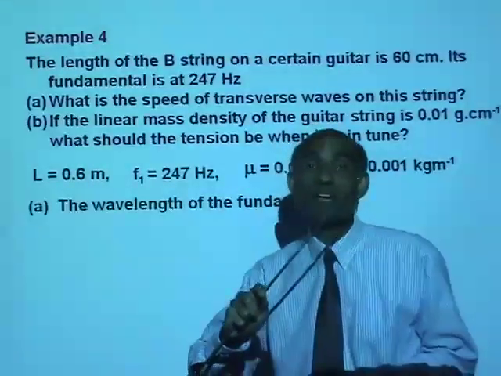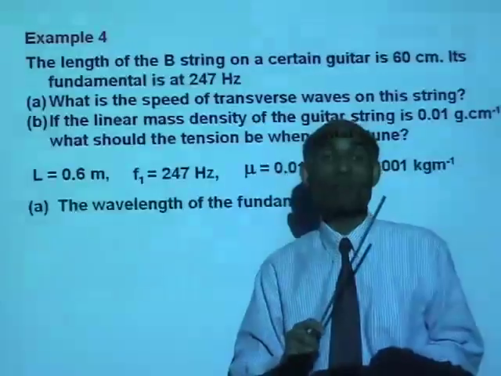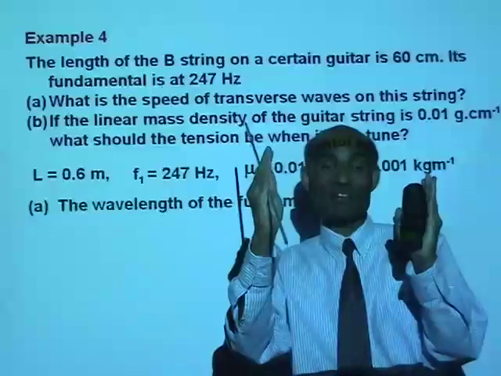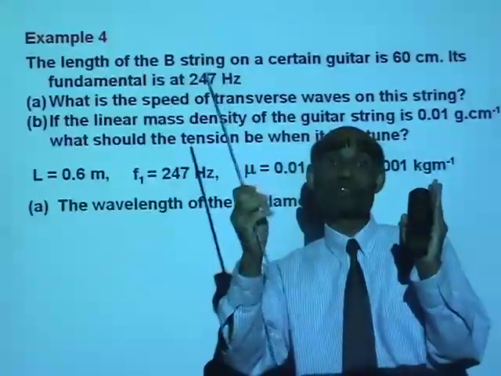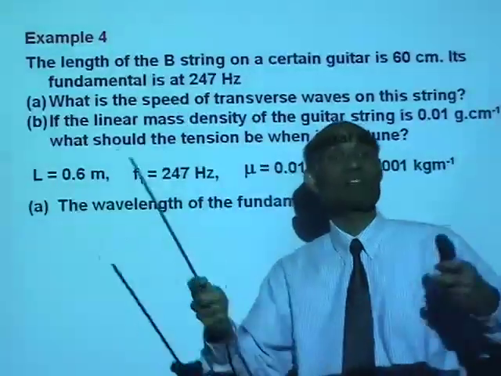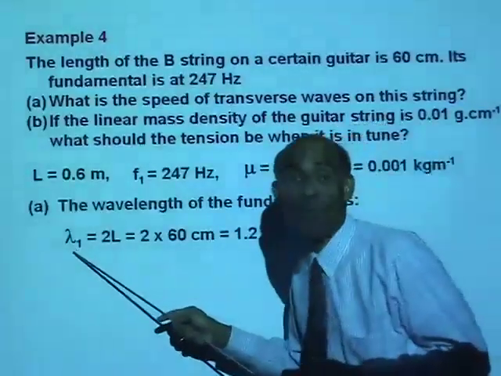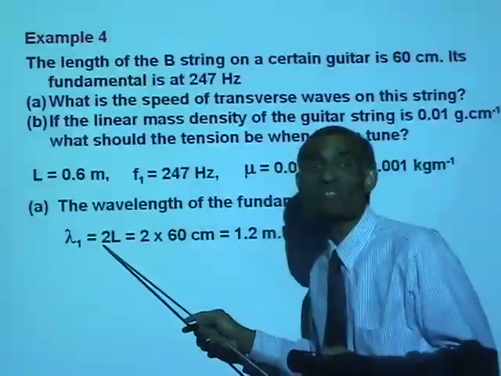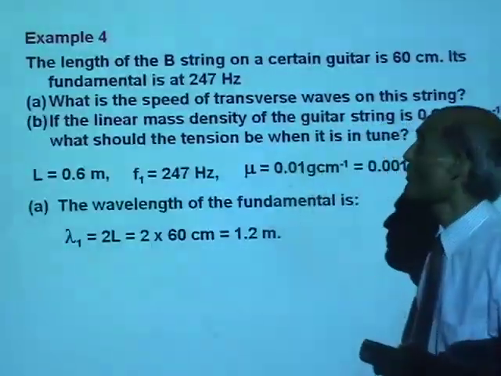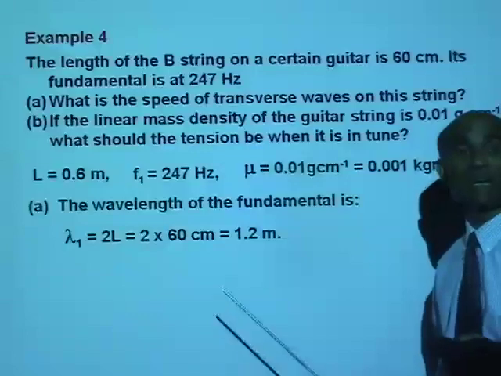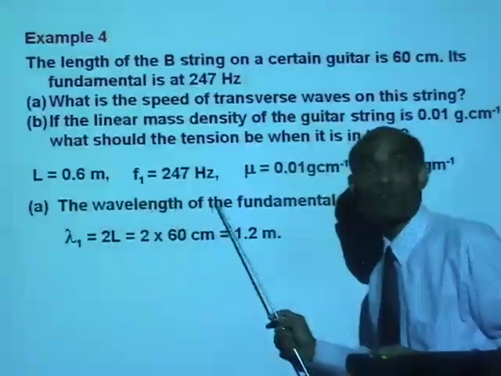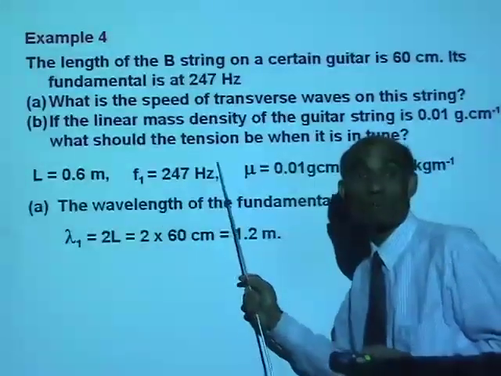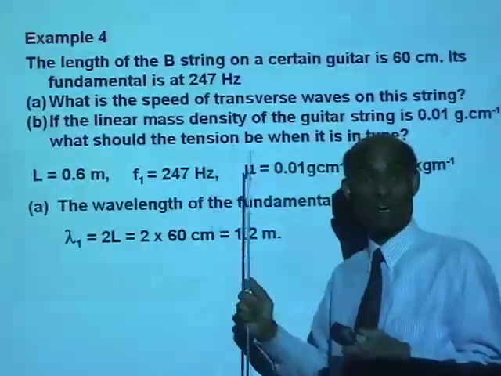You know that when a string vibrates in its fundamental mode, there are two nodes at the two fixed ends. The distance between two successive nodes is half a wavelength. So lambda 1, the wavelength of the fundamental, is 2 times the length of the wire, which is therefore 1.2 meter. The wavelength of the fundamental is 1.2 meter. The frequency of the fundamental is 247 hertz.